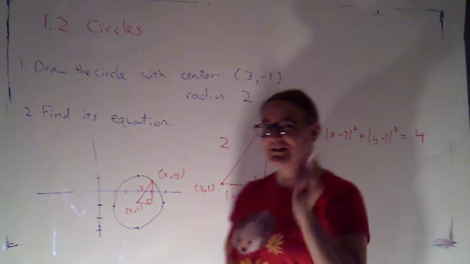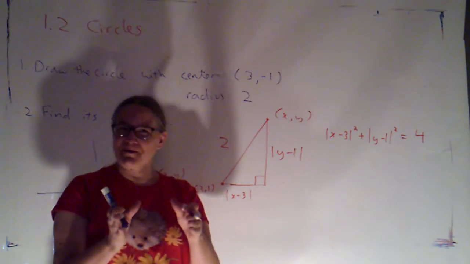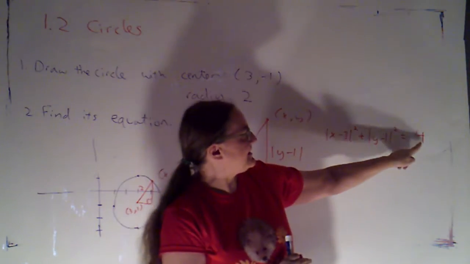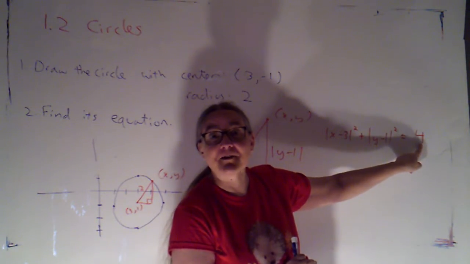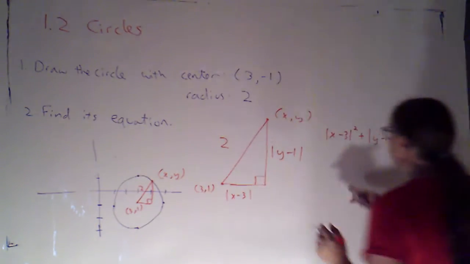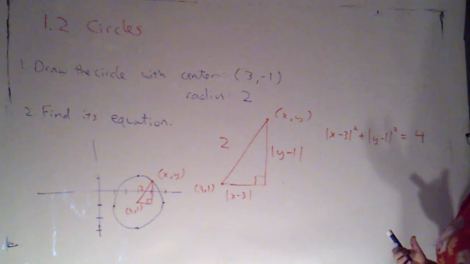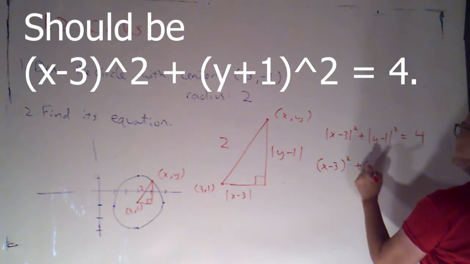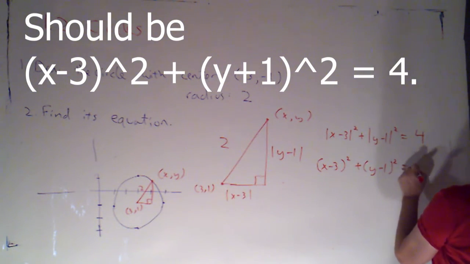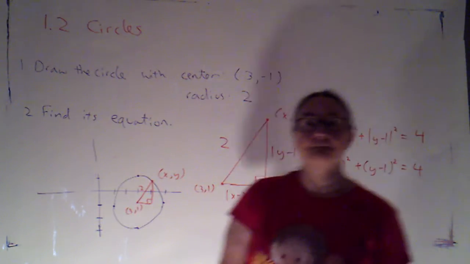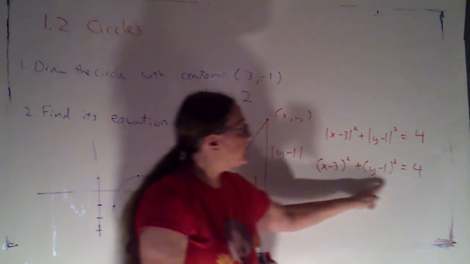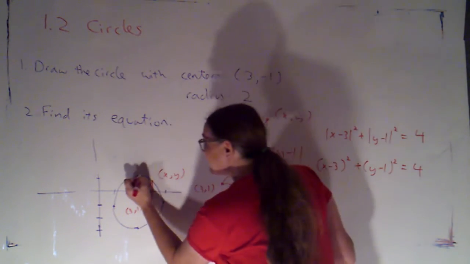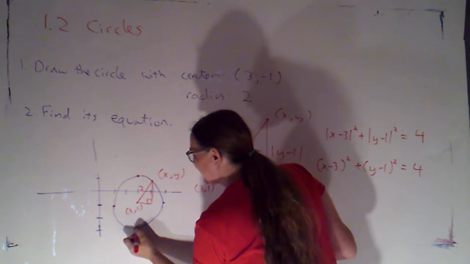So I do need to be careful. With the unit circle, the radius was 1, so the radius squared was the same thing. If the radius isn't 1, it's the radius squared that's going to show up when I use the Pythagorean theorem. All right, and now the absolute value becomes unnecessary because I'm squaring. So this is just the quantity x minus 3 squared plus the quantity y minus 1 squared is equal to 4.